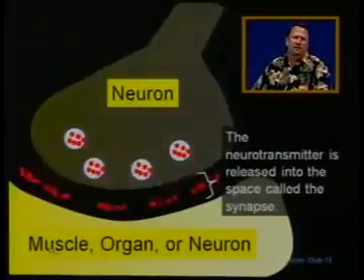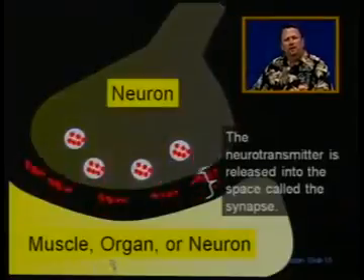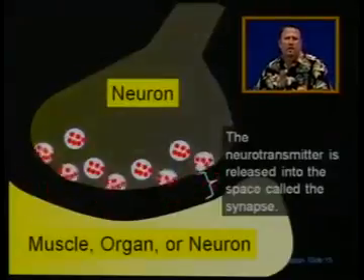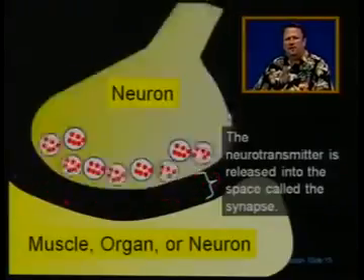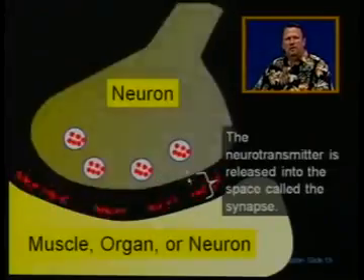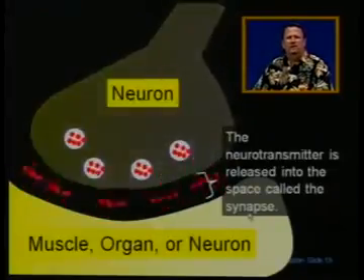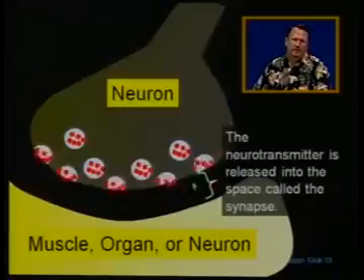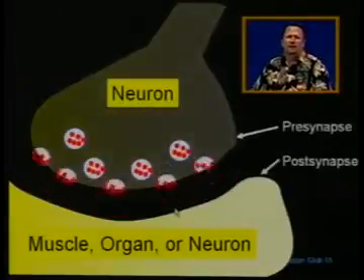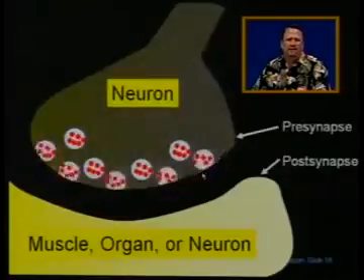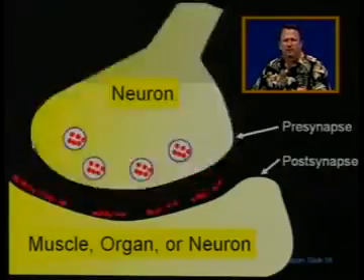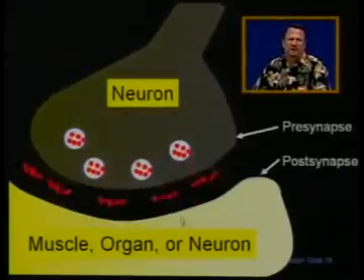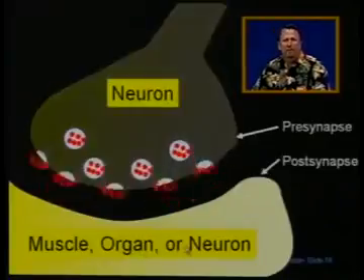And the neuron can signal muscle. It can signal an organ like the heart or the lungs, or it can signal another neuron as well. And so this little space right here between the neuron and what it's signaling, that little space is called the synapse. So the neurotransmitter is released into the space called the synapse. And so you'll hear about the presynaptic side of the membrane. That's this side where the neurotransmitter is released. The postsynaptic side of the membrane, that's where the neurotransmitter is signaling the muscle, the organ, or another neuron.